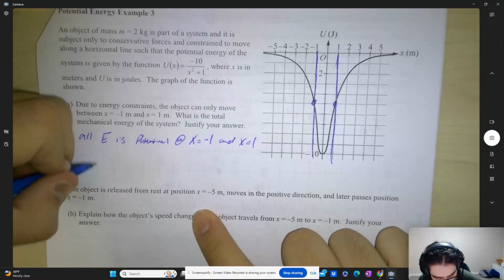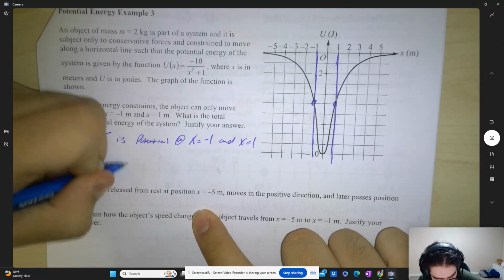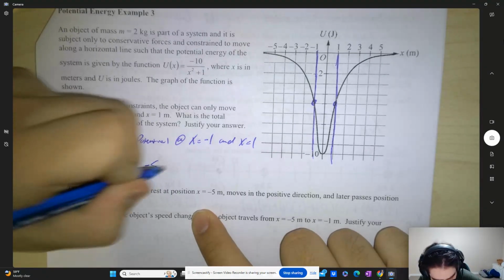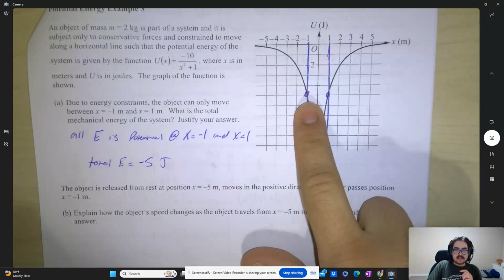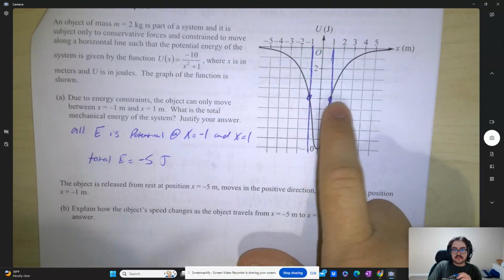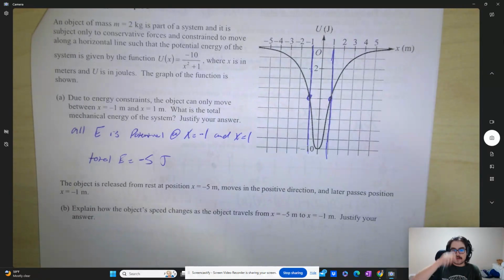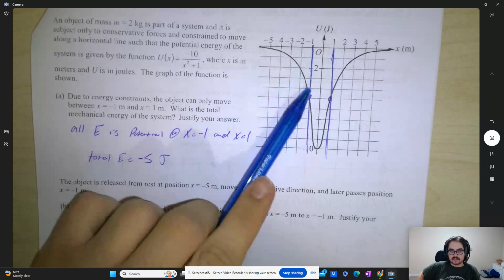So the total energy is equal to -5 joules. So this is the part right here. At this point, your energy is all potential. There's no kinetic. At the bottom, you still have a little bit of potential, but everything is going to be potential right at this point right here.